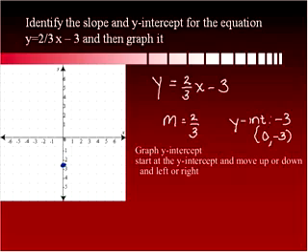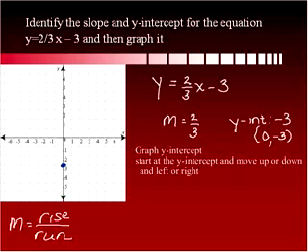So how do I know? Am I moving up or down? Am I moving left or right? What do I do with these numbers, 2 and 3? Well, slope is rise over run. So the top number, the 2, represents the rise.